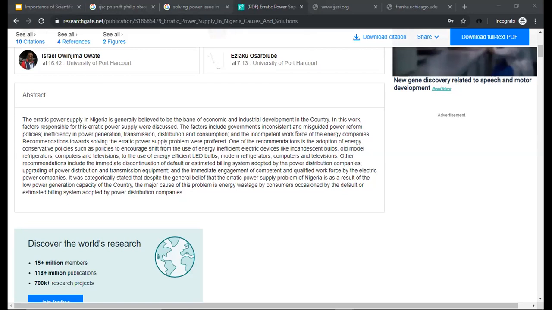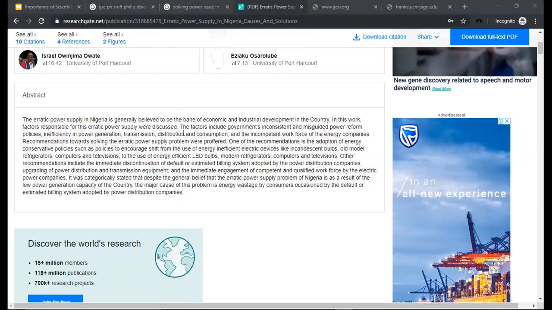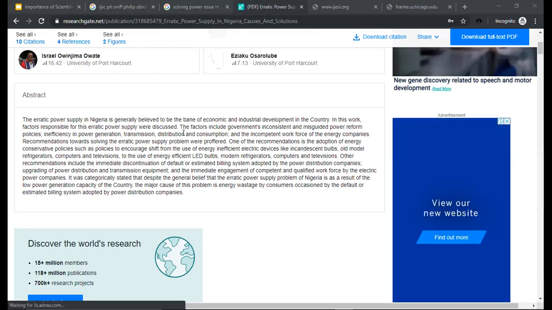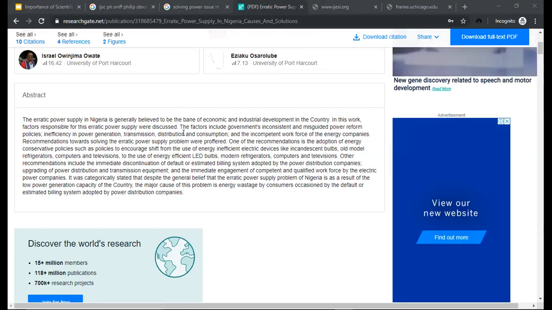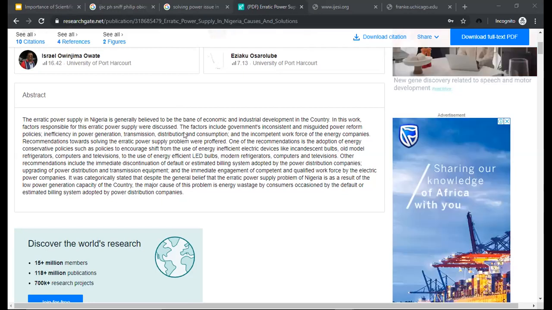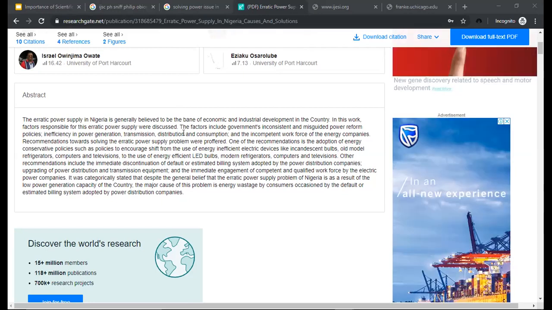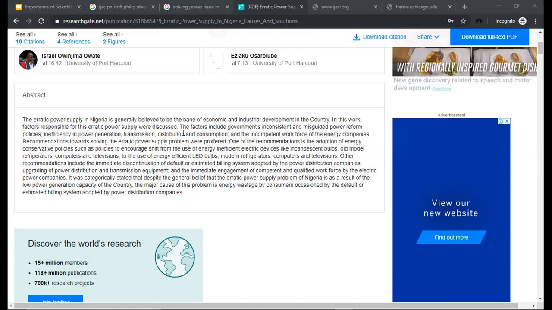Other recommendations include, now it was categorically stated that despite the general belief that erratic power supply problem is a result of low power generation capacity of the country, the major cause of this problem is energy wasted by consumers occasioned by default or estimated billing system adopted by a power distribution company. Can you imagine this? So our problem is not even power generation, because we're exporting power to not one country alone.